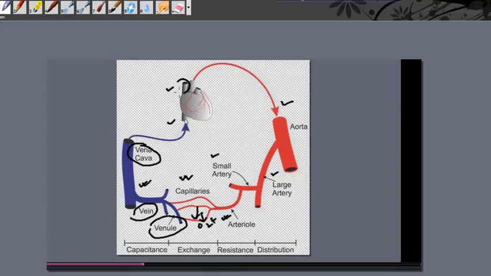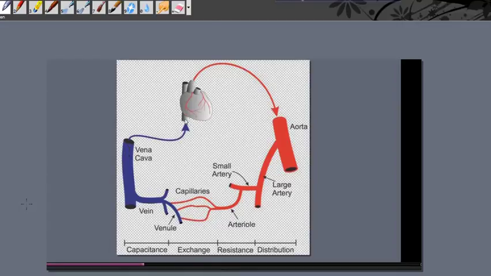Right, this is the superior vena cava or SVC, and this is the inferior vena cava or IVC, and the superior vena cava and inferior vena cava ultimately drain into the right atrium of the heart, or the right side of the heart, right? So this is basically the various components of our cardiovascular system.